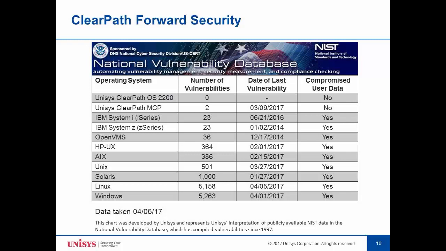And we have a couple instances where clients thought they might have systems that were affected, but we worked with them. And I'm proud to say that we have maintained our status that there's never been any data compromised on an OS 2200 or MCP system, so that the ClearPath Forward capabilities maintain the highest ratings for security within this national database. So that's something we're very proud of and something that we take very seriously in terms of maintaining that level of a secure infrastructure for our clients.